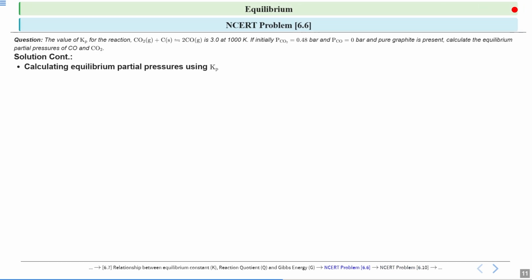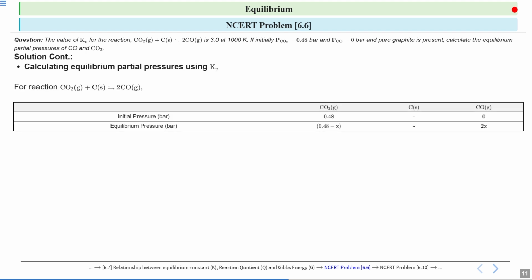Now our next thing is to calculate the equilibrium constant in terms of pressure. So Kp can be written as, for the reaction, so this is your equation that we got, this is your table that we got. So Kp can be written as pressure of CO2 square times the pressure of CO square divided by the pressure of CO2.